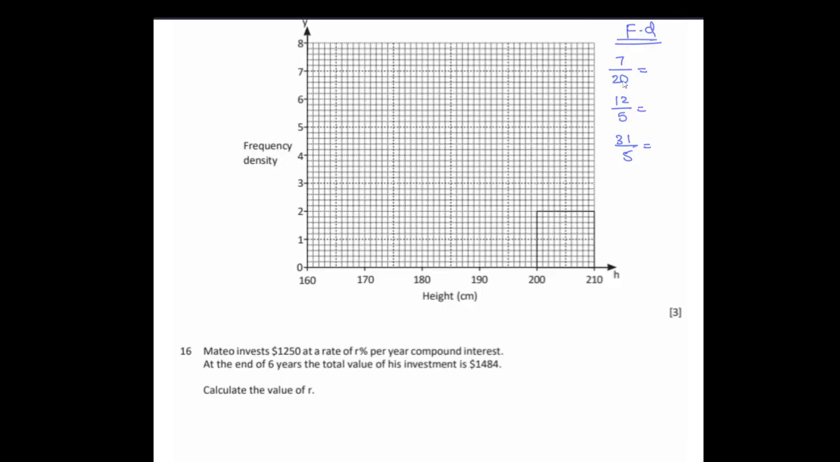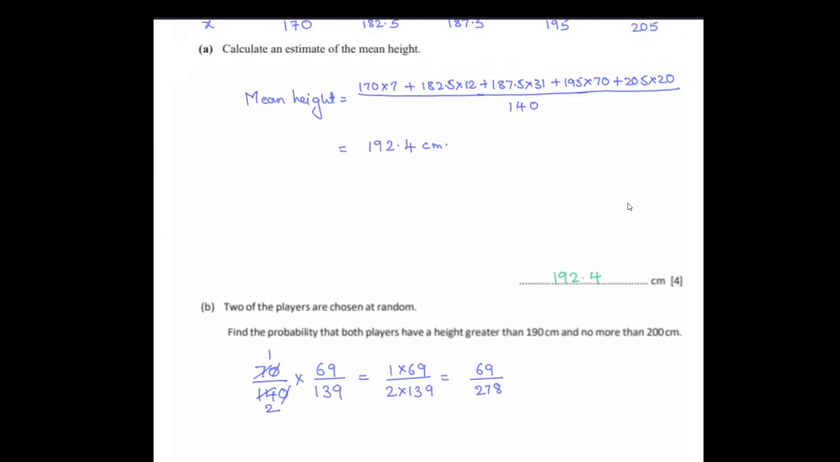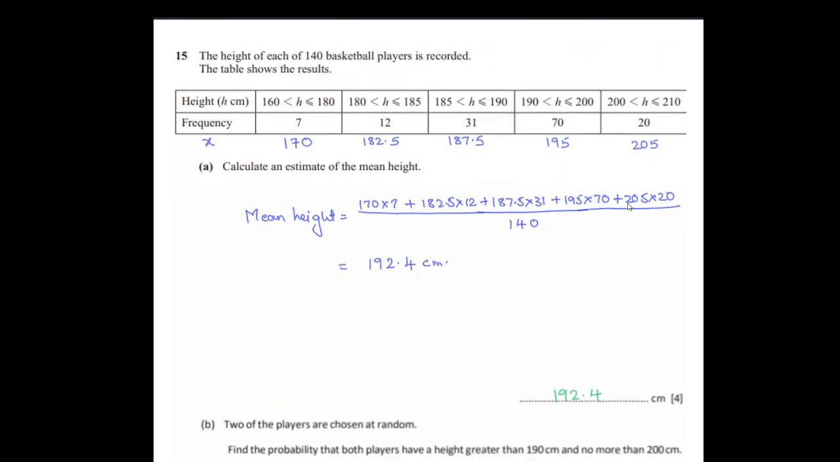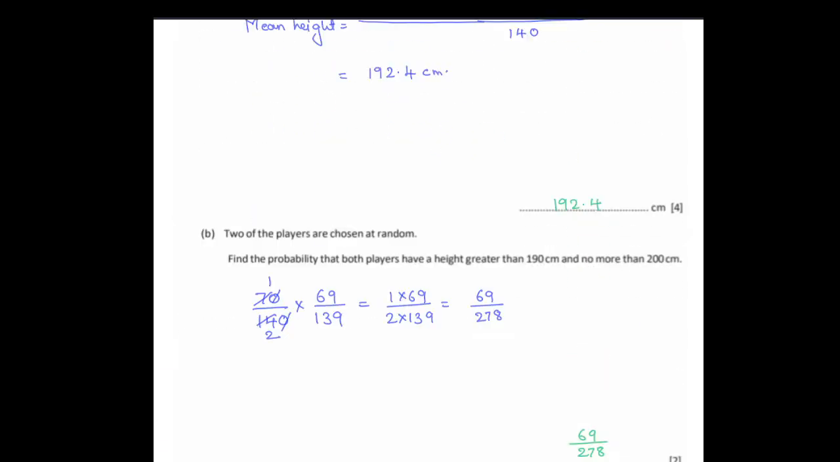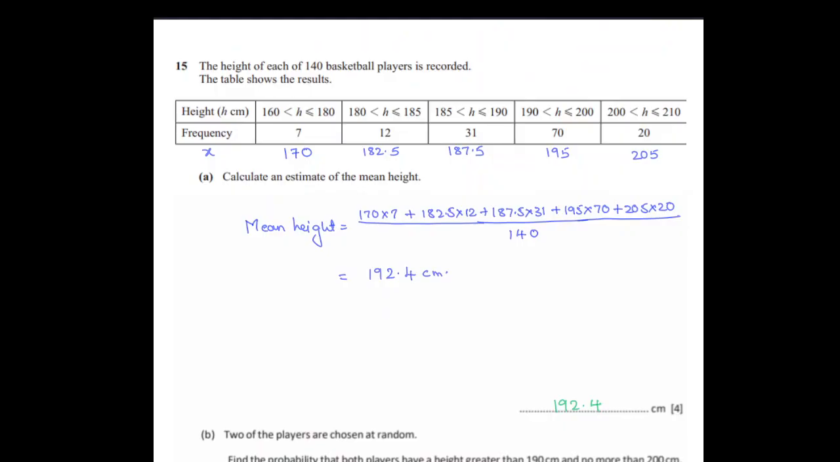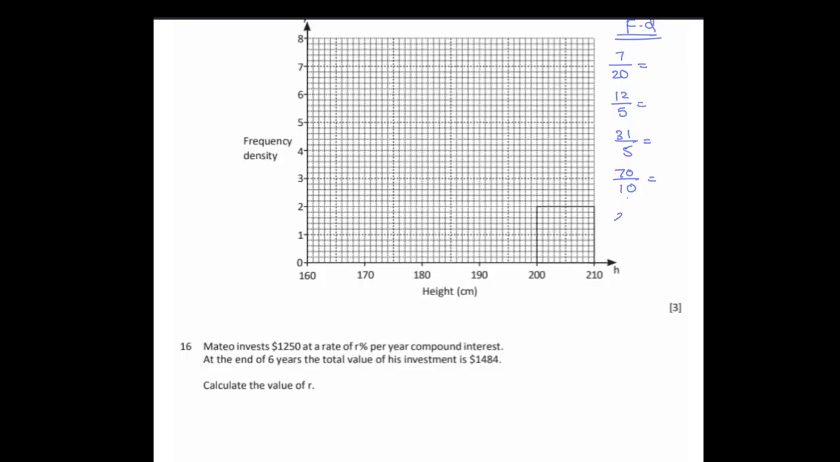Next, the class size is 190 to 200, that is 10. So 70 divided by 10. The last class is 200 to 210, so the class size is 10 and the frequency is 20. So 20 by 10. So 7 by 20, find out what is the frequency density. 7 divided by 20, 0.35.